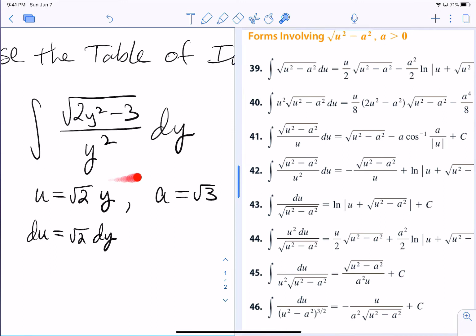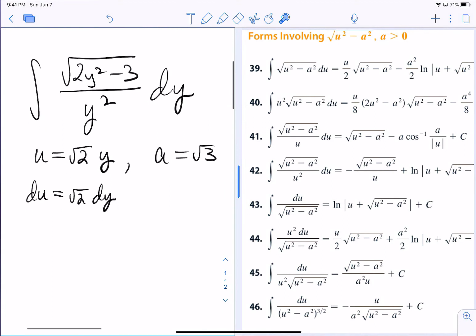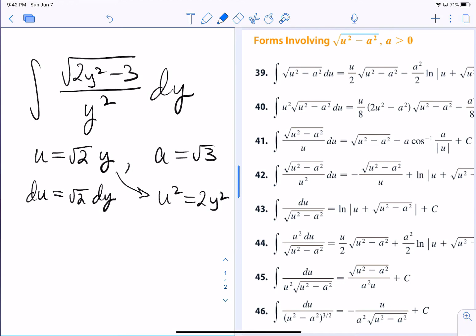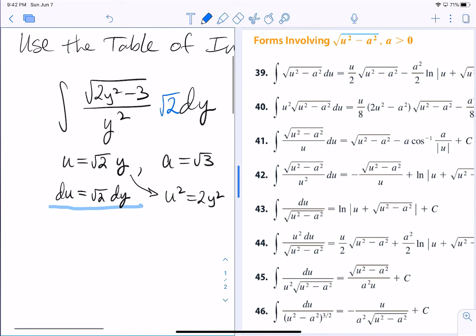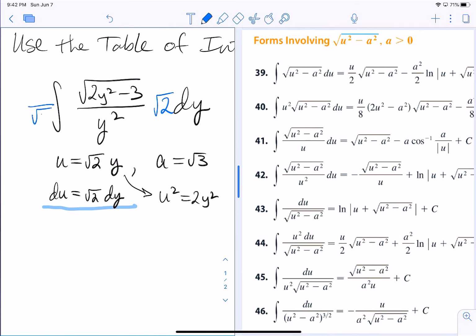I'd like to trade out the various pieces that we have in our integral so that we can write it in terms of u. We have a good portion of that already done. We know that 2y squared is going to be u squared. But then what's y squared? Well, since u is square root of 2 times y, we know that u squared is equal to 2y squared. Here's the way I see it. In order to have du, we need to multiply dy by the square root of 2. So I'll move dy over and multiply it by the square root of 2. If we multiply by the square root of 2, we must divide by the square root of 2.